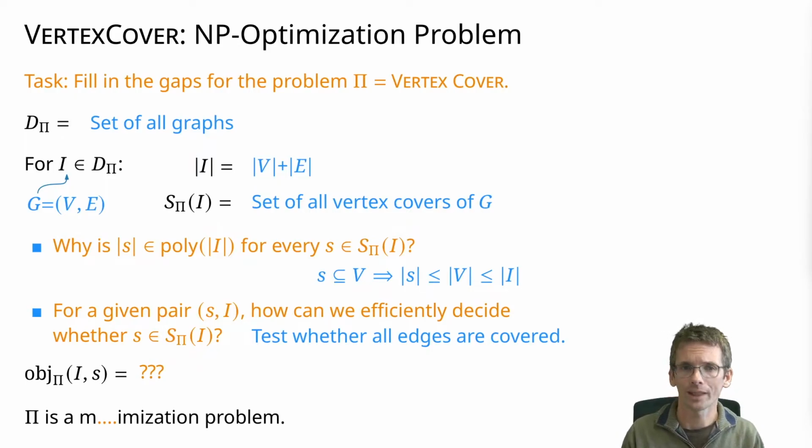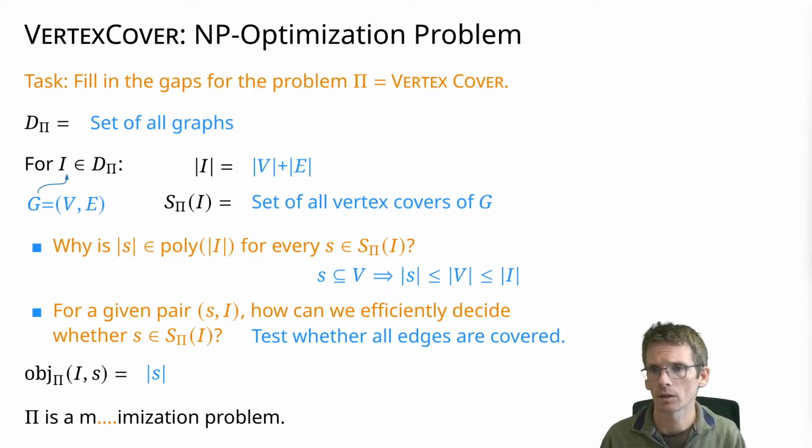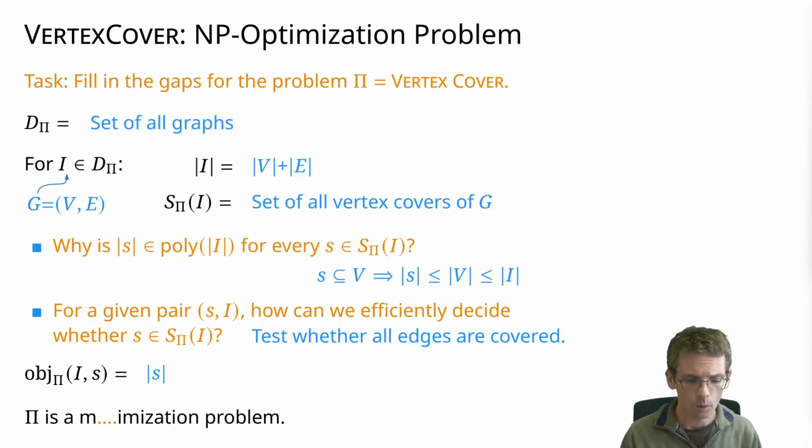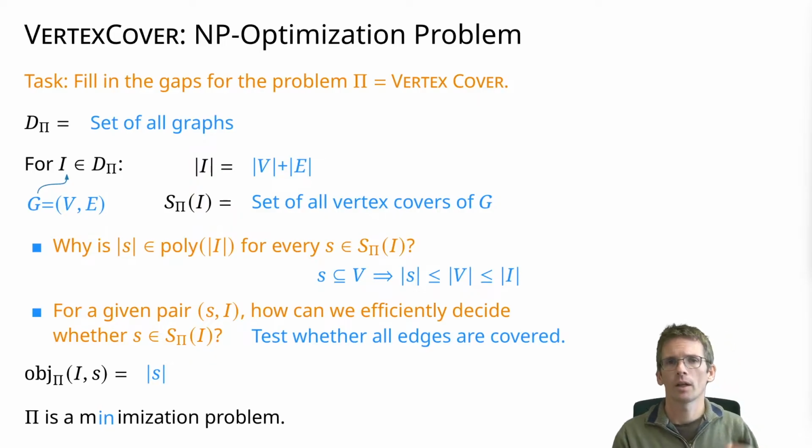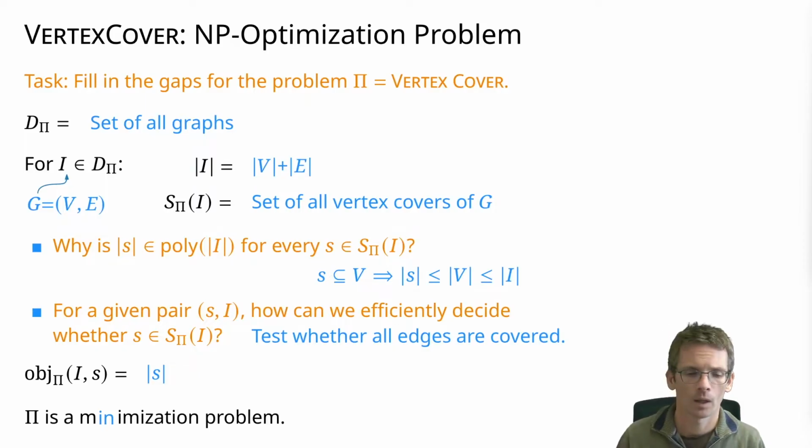Now the objective function of a solution is quite simple. We simply want to minimize the size of the solution, and that can be easily computed. And of course, we have a minimization problem. So we want to compute a vertex cover that is as small as possible. So that's an NP optimization problem.